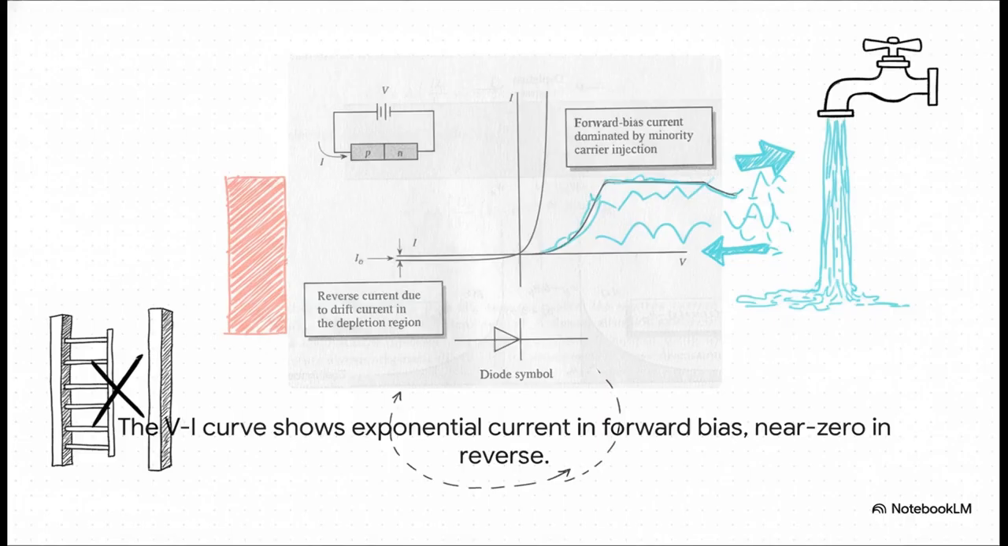This graph, plotting voltage versus current, is the perfect summary of everything we've talked about. Just look at the right side, you apply a little bit of positive forward voltage, and whoosh, the current just shoots straight up. But now look at the left side. You apply a negative reverse voltage, and you get pretty much nothing. Almost zero current gets through. That is the one-way valve, visualized on a graph.